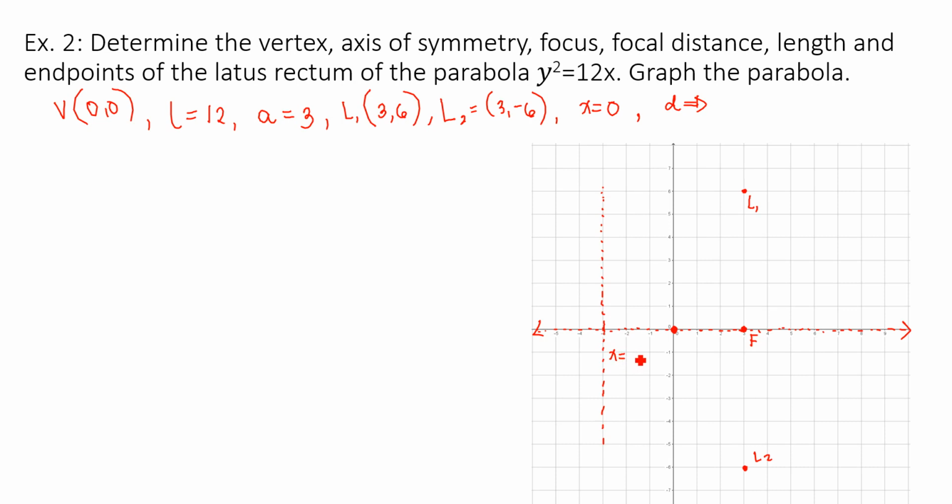By the way, the axis of symmetry must be y equals 0. I forgot. Okay, let me check first. Let me correct. Okay, this must be y. And this would be x equals 3. Okay, and then sketch the graph.